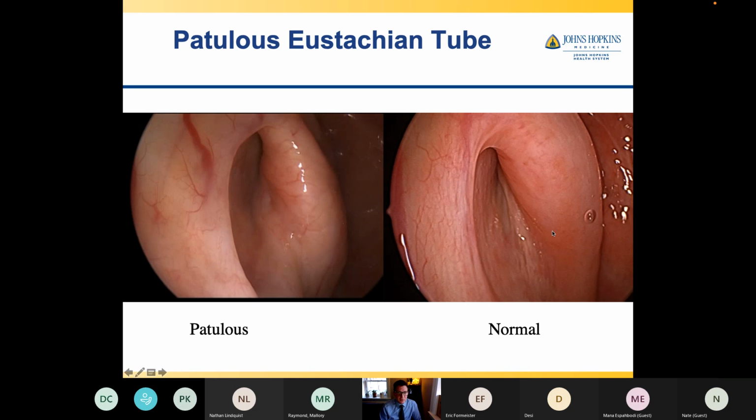So on nasopharyngoscopy, here's a normal eustachian tube. Here's one that's patulous. And what you see is this concave deformity of this anterolateral wall, where it's almost kind of shrunken in instead of convex, which is bulging out here.